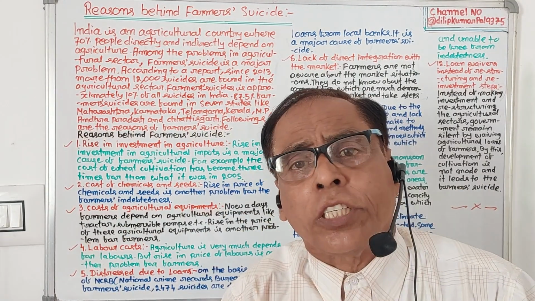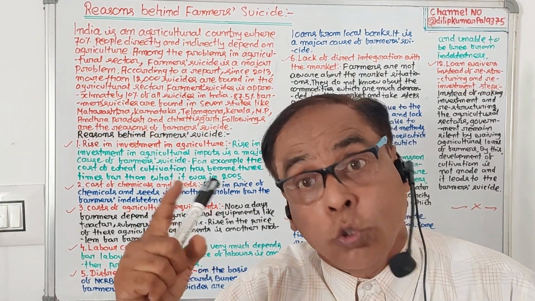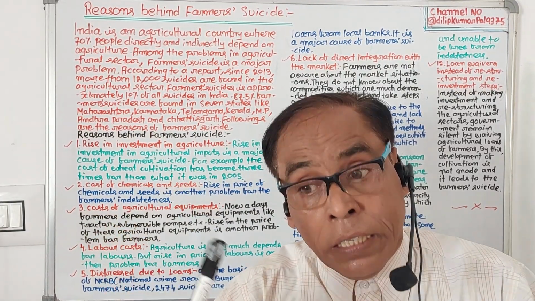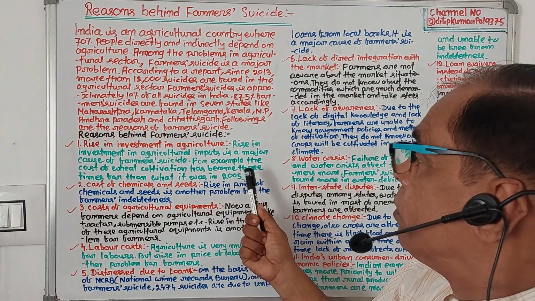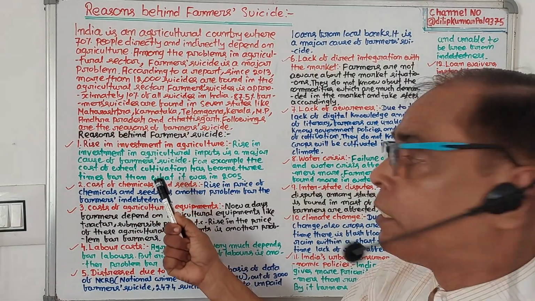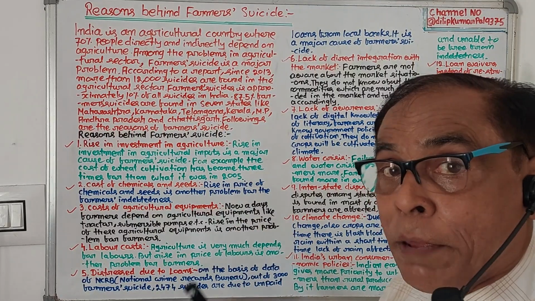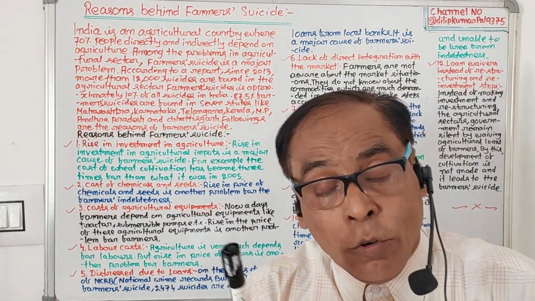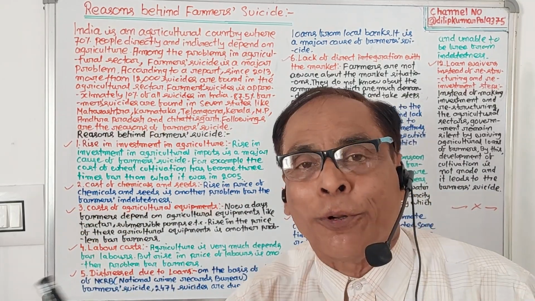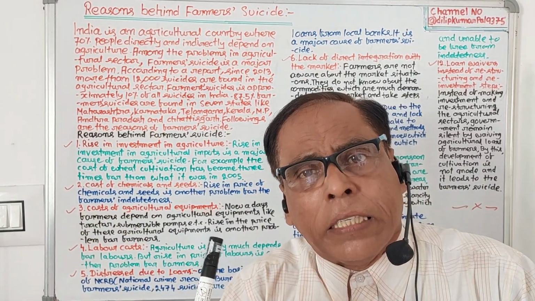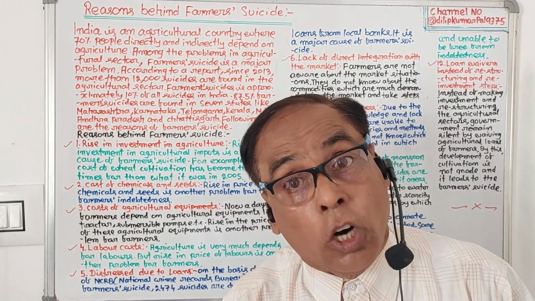So far as wheat production is concerned, the cost of wheat cultivation has become 3 times more than what it was in 2005. So investment in agriculture is increasing day by day. It is a problem for farmers. It is a cause for farmer suicide.